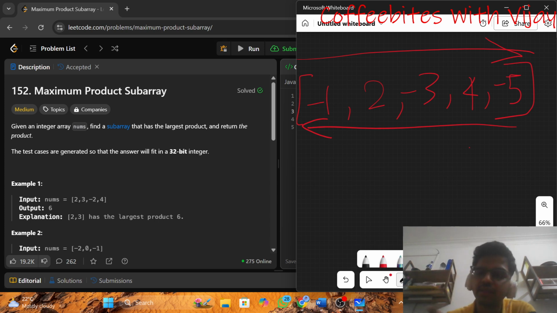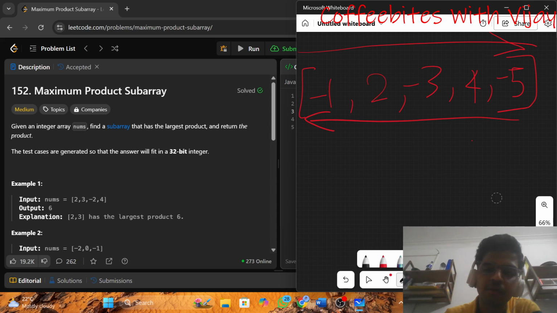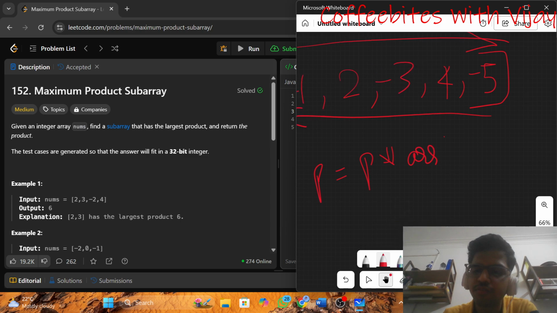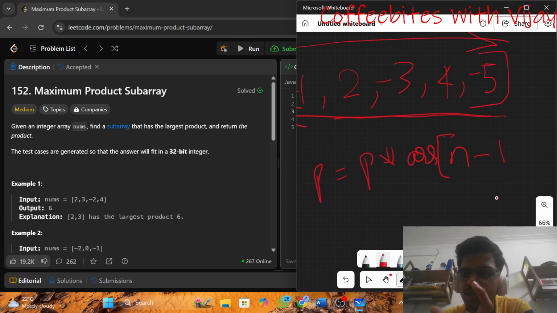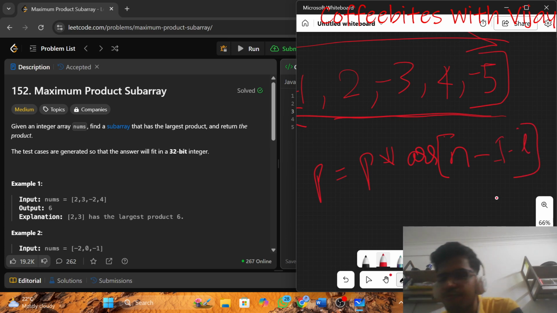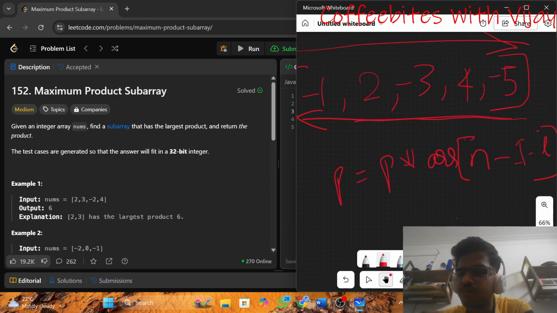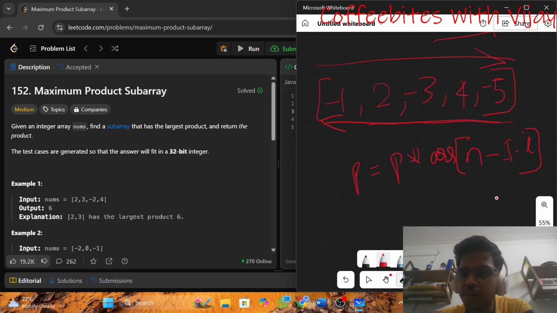Let's check it, guys. So again I will do the same thing. Product equals product star arr of, now this time I will come from the back side. So the array length is n, and n minus 1 minus i. Yeah, so I'll come from the back side. So this would be minus 5.